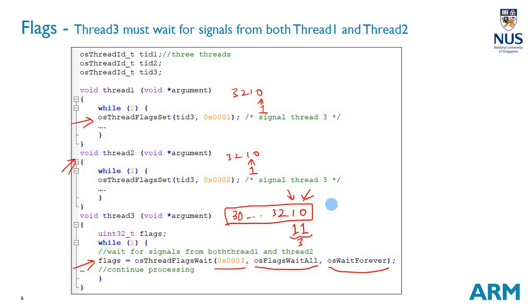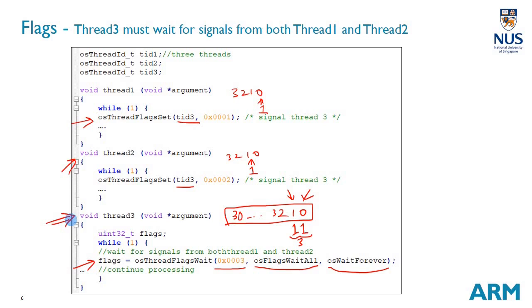You can say that when thread 1 and thread 2 both have completed some level of activity, they will set these flags, and when these flags are set, then thread 3 can carry on. Of course, as you can see here, the thread ID is thread ID 3, which refers to the thread ID that you would have gotten back when you first created thread 3 using the OS thread new kernel call. So that is an example of using flags.